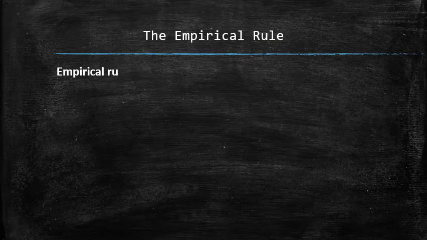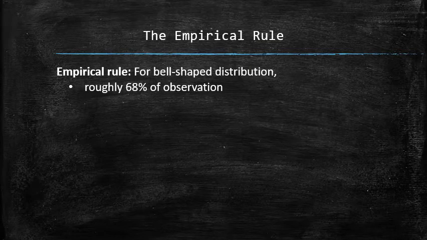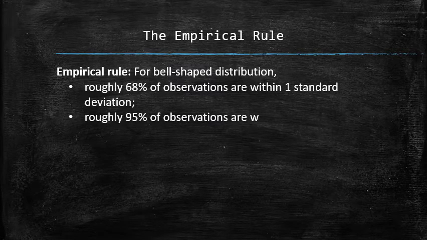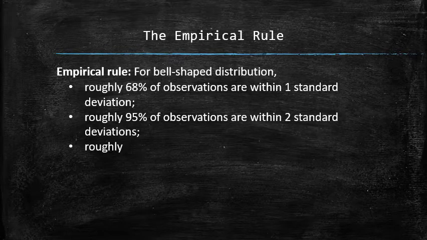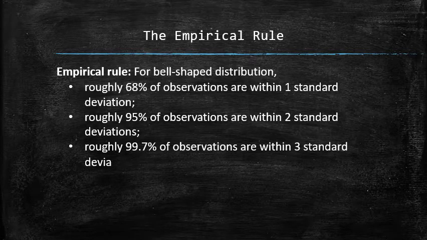If the distribution of the data set is or can be assumed to be approximately normal or bell-shaped, we can apply the empirical rule, which states the following. Approximately 68% of observations are within one standard deviation. Approximately 95% of observations are within two standard deviations. And approximately 99.7% of observations are within three standard deviations.